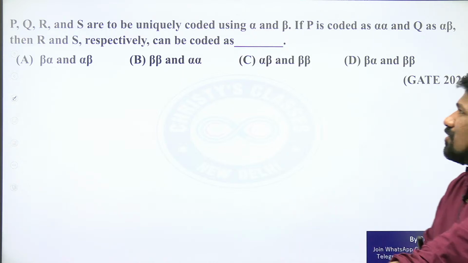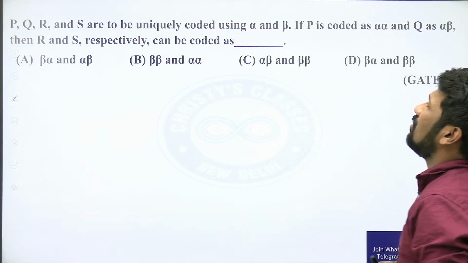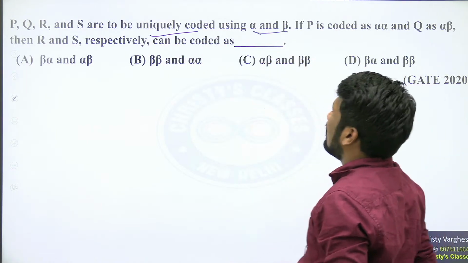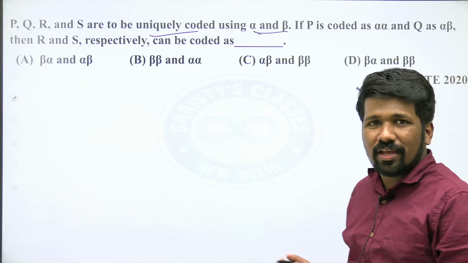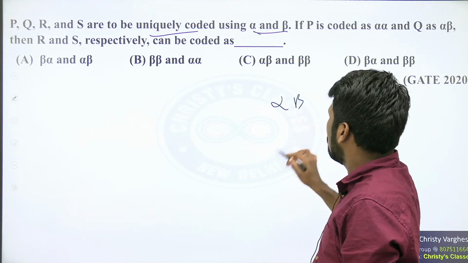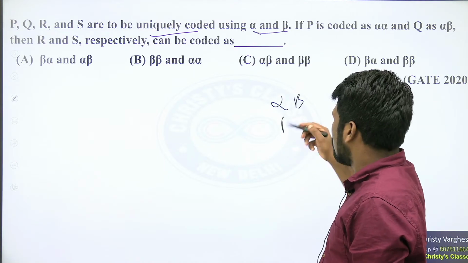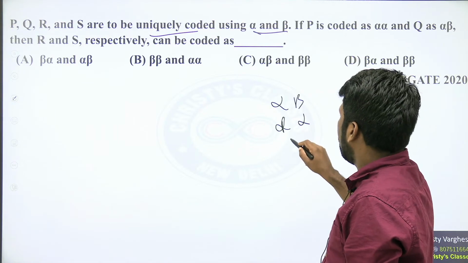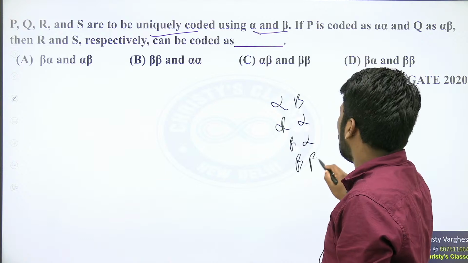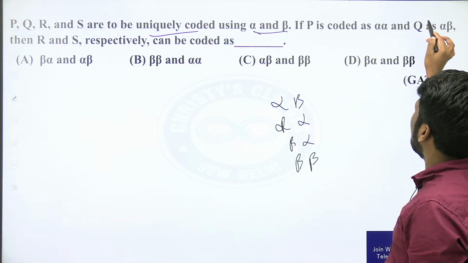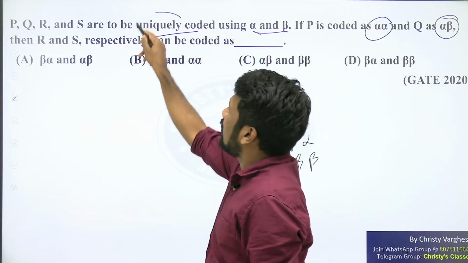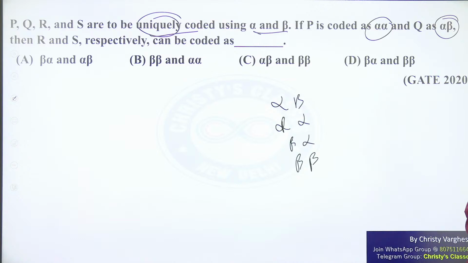So this question is super easy, super simple now. PQRS are to be uniquely coded only using alpha beta. There are only 4 ways you can rearrange it now: alpha alpha, alpha beta, beta alpha, beta beta. These are the only 4 ways. And the question says alpha beta is already taken. So to uniquely code, only 2 things are remaining, right? Only 2 things are remaining.